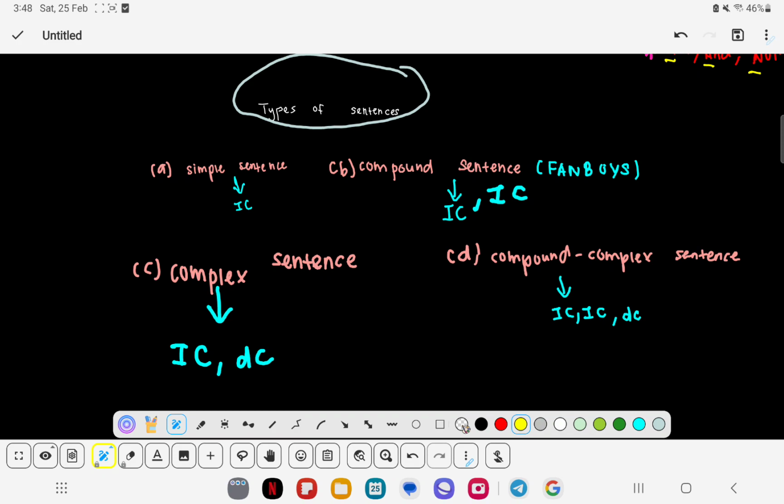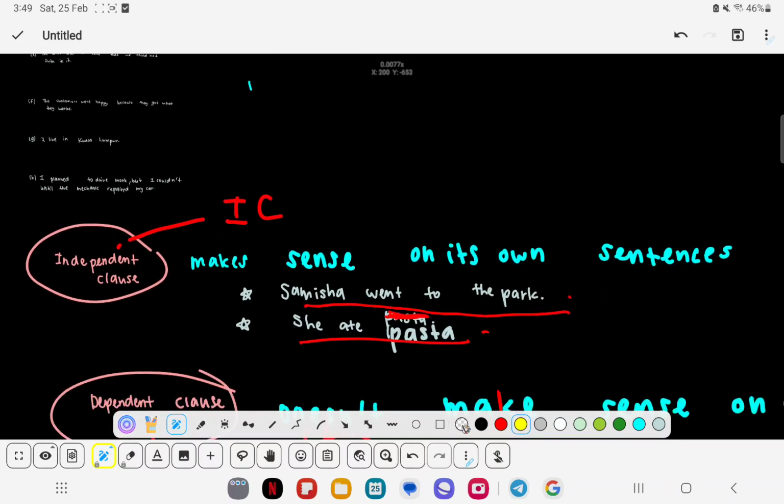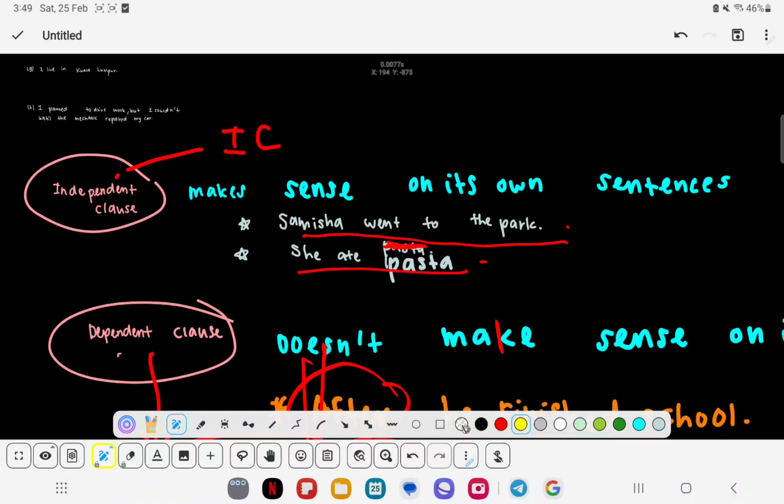Before I explain one by one, you can clearly see there I wrote in blue, which is ICDC. Now you're wondering, and also FANBOYS. Before I tell that, let me explain what the meaning of ICDC is. Well, this is the meaning of ICDC.